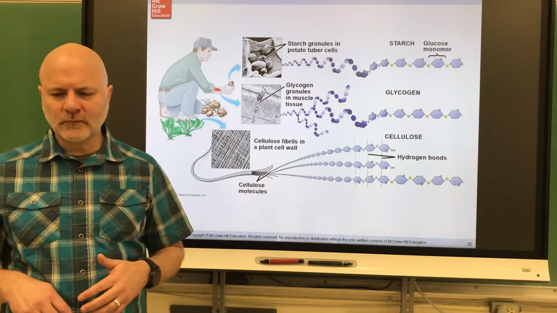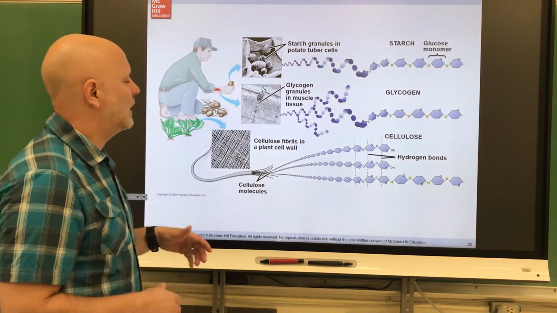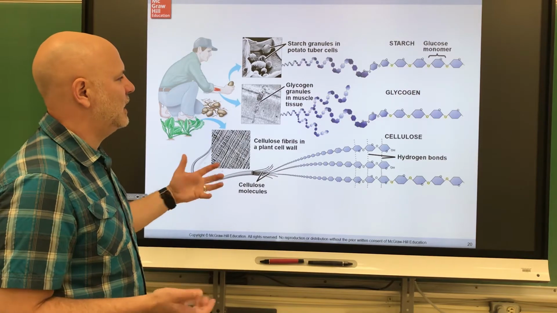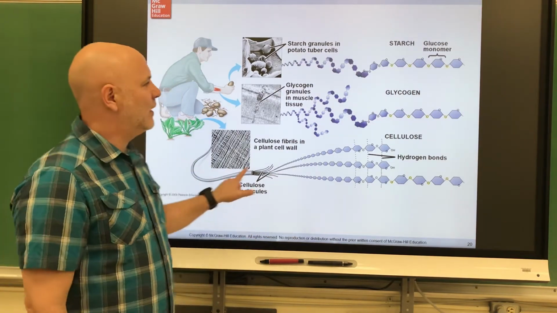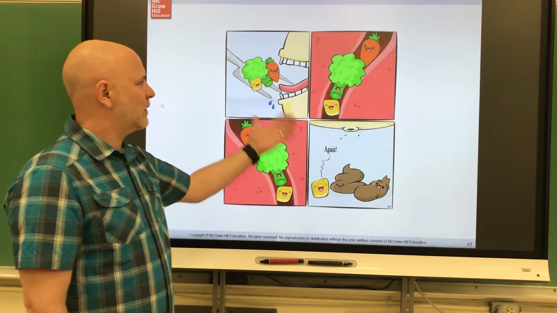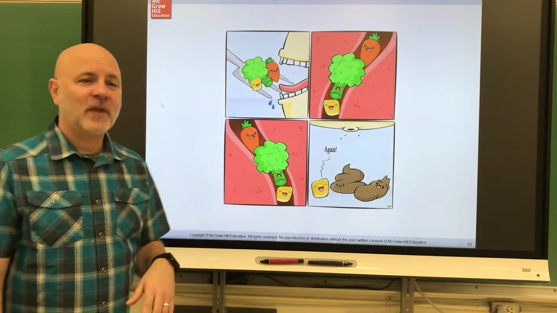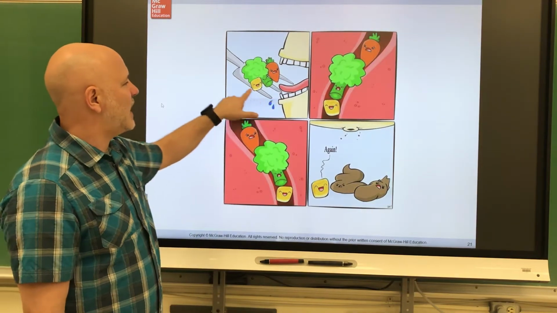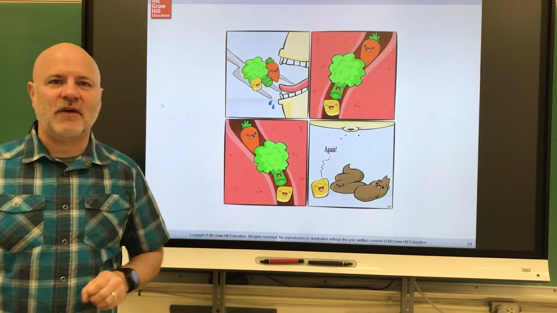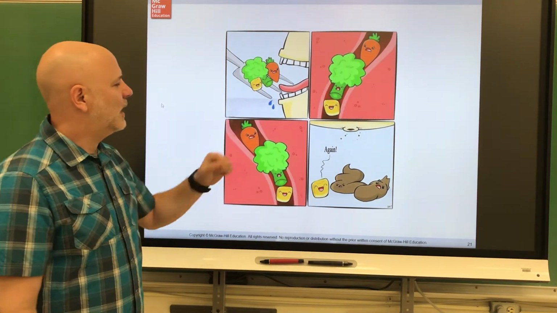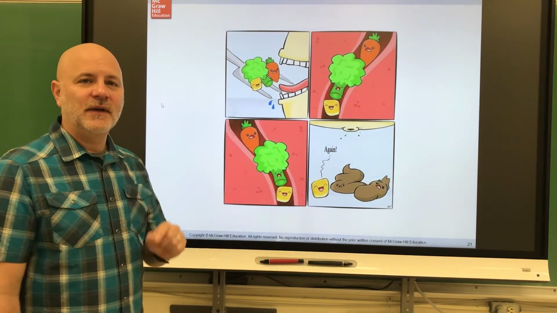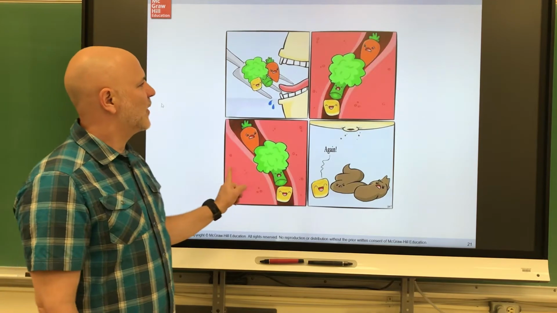All right. So, this is one of the problems about eating things like corn, is that corn will just work its way through our digestive system because once it gets past our mouth, if we don't break that cellulose covering of that kernel, it's just going to pass right through. And there's nothing in our digestive tract to break it down.